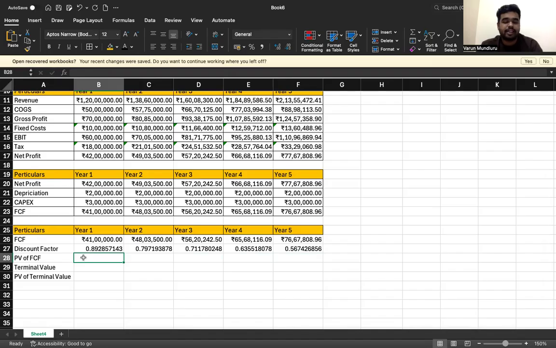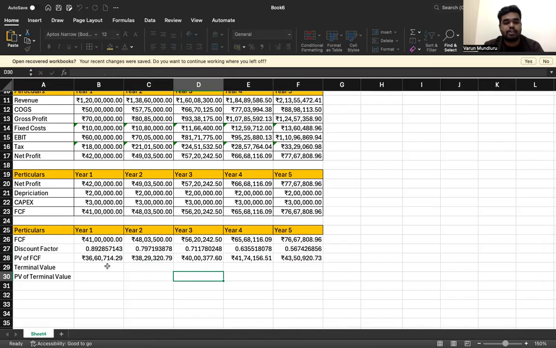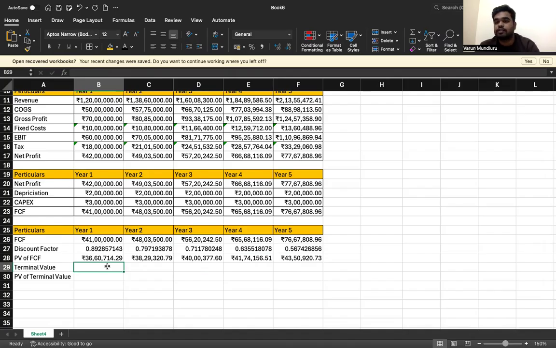Now, to find the present value, we will be multiplying the free cash flow with the discounting factor. Now, we have found the present values for all the free cash flows. Now, let us find the terminal value.